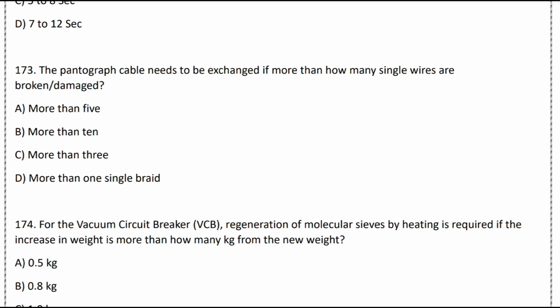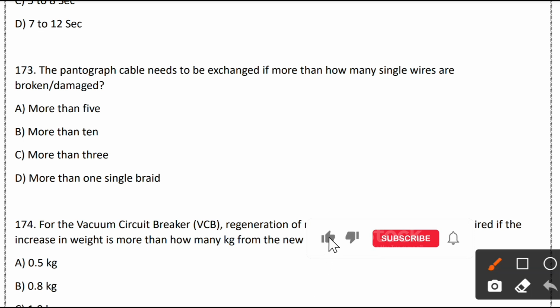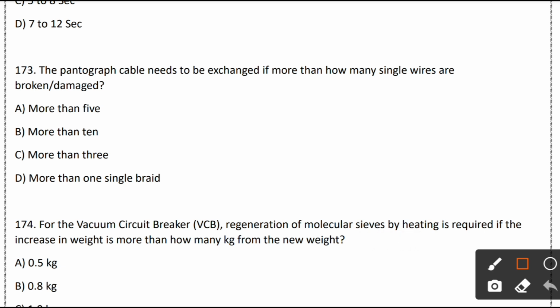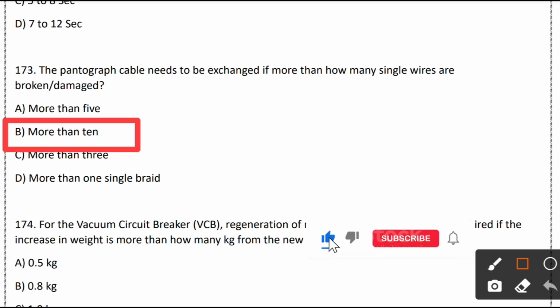173. The pantograph cable needs to be exchanged if more than how many single wires are broken or damaged? A. More than 5, B. More than 10, C. More than 3, D. More than one single braid. The correct answer is B. More than 10.